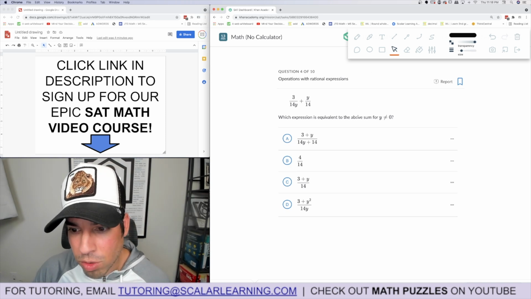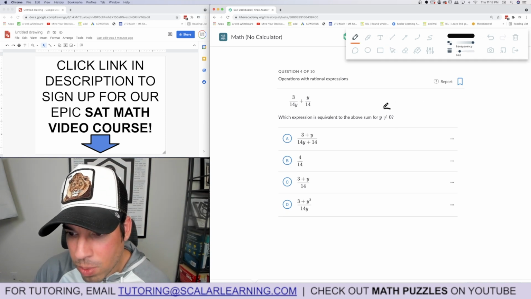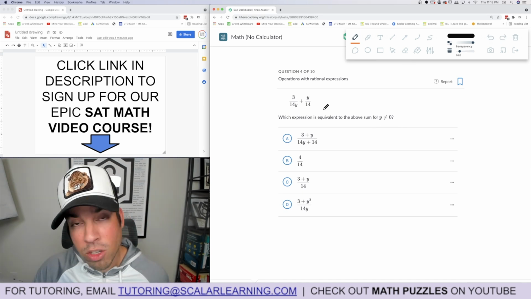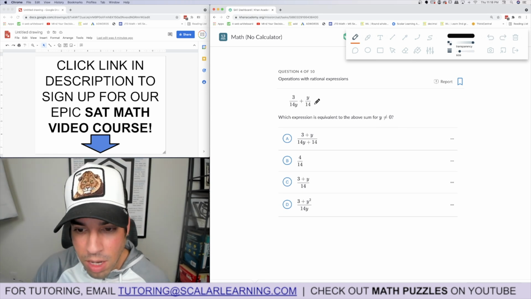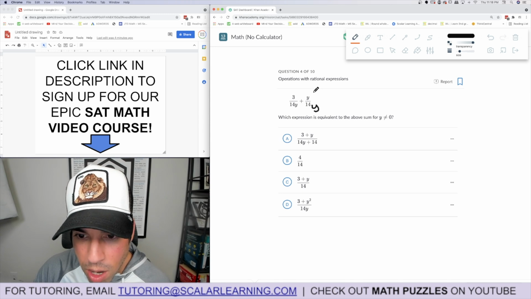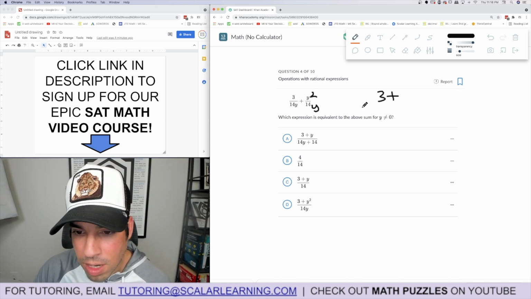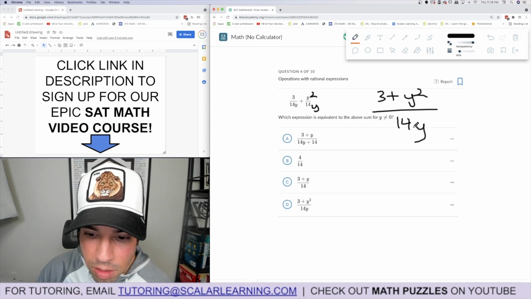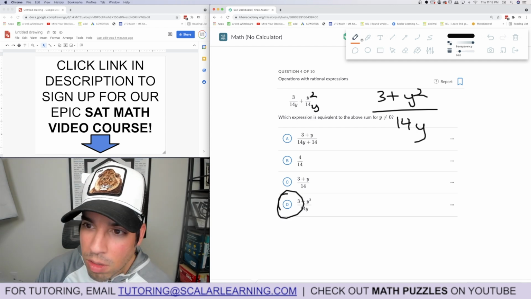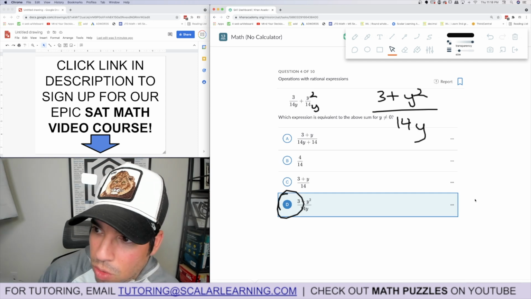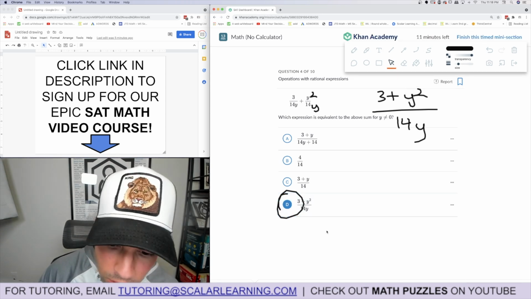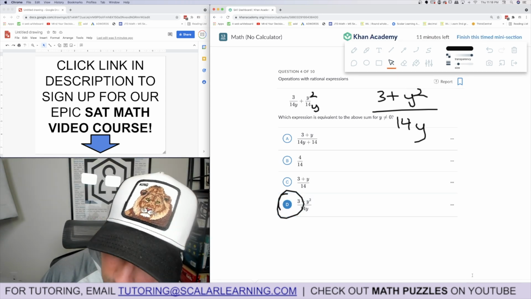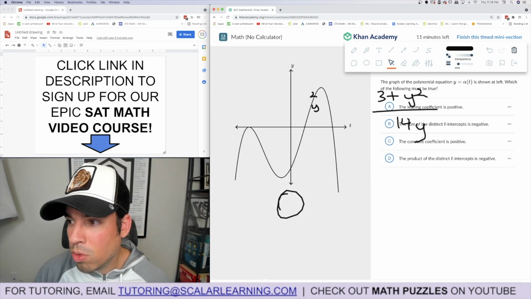Which expression is equivalent to the above sum for y does not equal 0? Again, you don't really have to worry about this. That's just ensuring that you're not dividing by 0. Okay, we need a common denominator, so I'm going to multiply this by y and the top by y as well, which makes it y squared. So then we can get common denominators and combine the numerators. 3 plus y squared over 14y. D is the winner. And dunzos. Oh, let me move it so we can see the timer. All right, 3 plus y squared, 14y. Yeah, we're good.